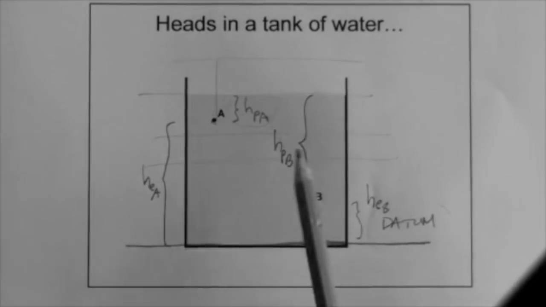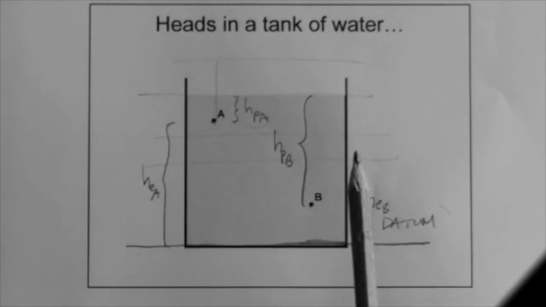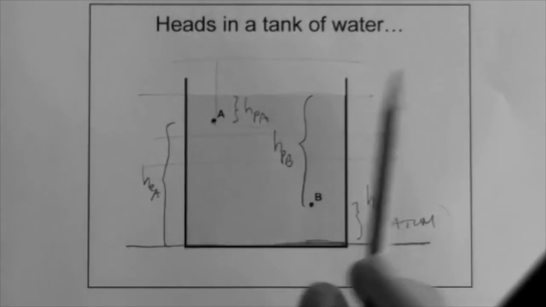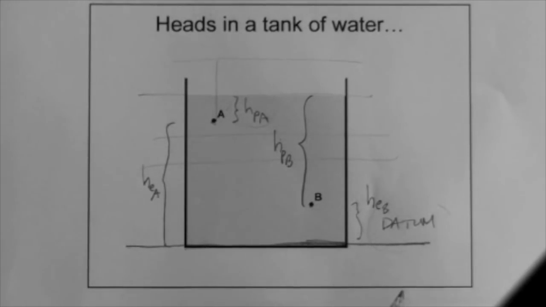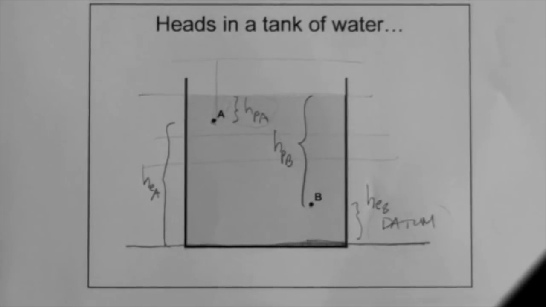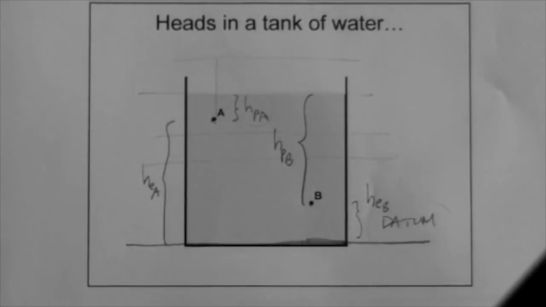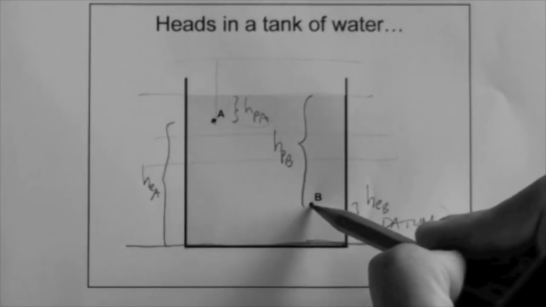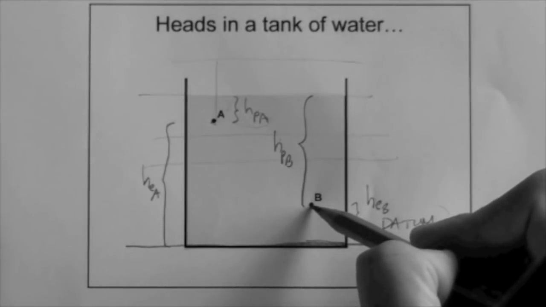Now, those are two heads, the elevation head and the pressure head. The other head that we are left with is the velocity head. What is the velocity head at point A? Well, that is associated to the velocity of the point. Is that point moving in a tank of water? No, it's just a static tank. So the velocity head is 0 at point A, and the velocity head is 0 at point B.